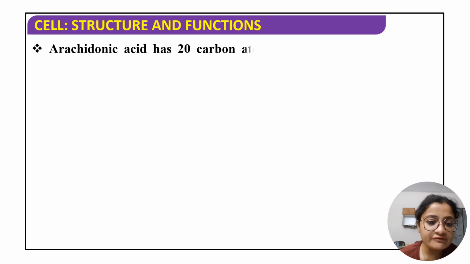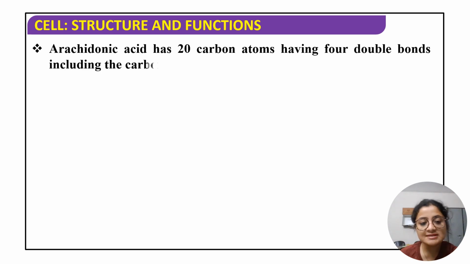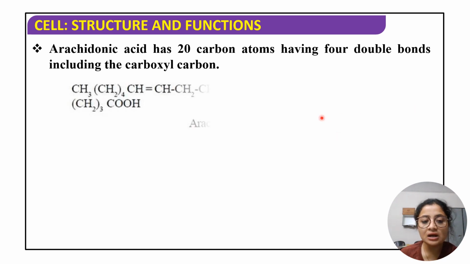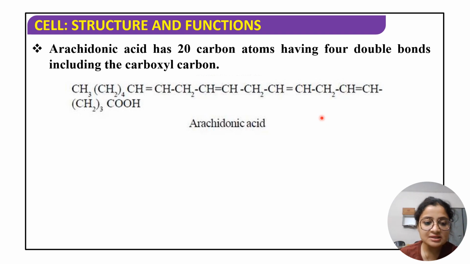Okay, moving forward to arachidonic acid. What is arachidonic acid? It will be having 20 carbon atoms, among which there will be 4 double bonds. Okay, so let's count. This is the structure of arachidonic acid. 4 double bond है कि नहीं देखते हैं. 1 2 3 4, isn't it? 4 double bonds are also there, and total they are saying 20 carbon atoms will be there.